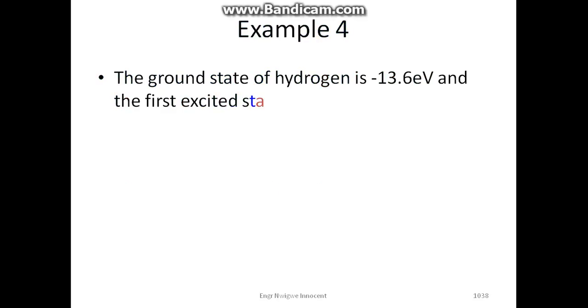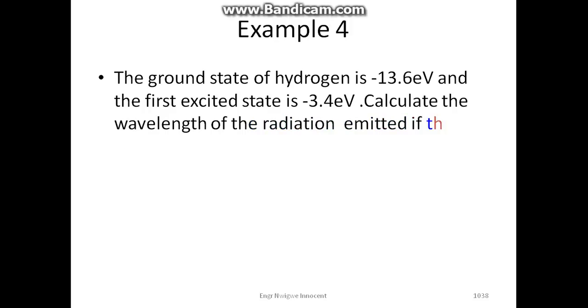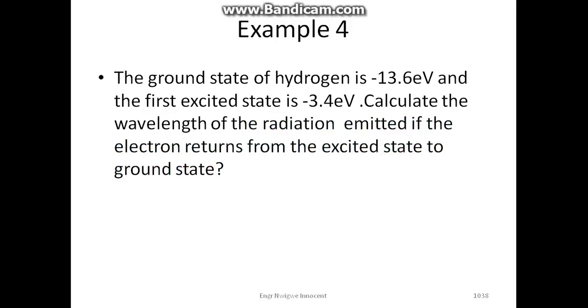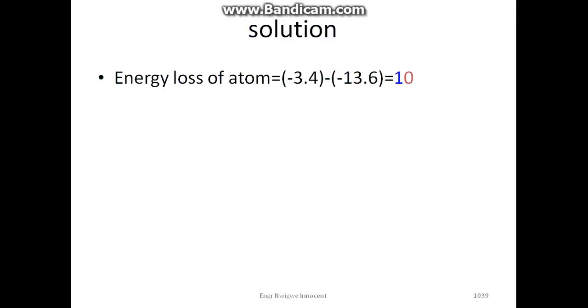Example 4. The ground state of hydrogen is minus 13.6 eV and the first excited state is minus 3.4 eV. Calculate the wavelength of the radiation emitted if the electron returns from the excited state to the ground state. Solution. Energy loss of the atom is equal to, in bracket, minus 3.4 minus minus 13.6, which is equal to 10.2 eV.